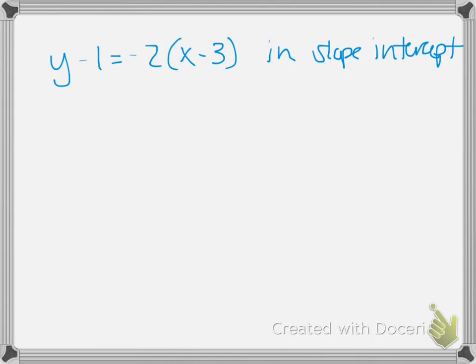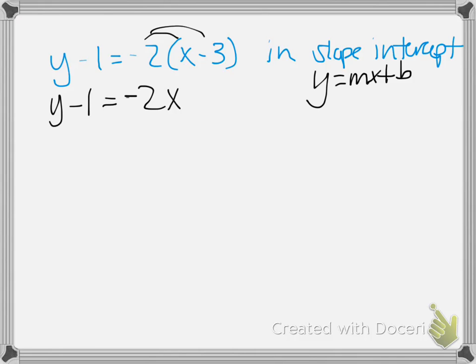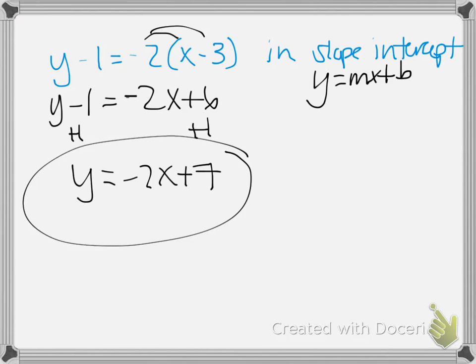So I want it in slope-intercept form. Slope-intercept form is y equals mx plus b. So that means I need to get y by itself, so I'm going to distribute that -2 to get -2x plus 6. I have to add 1 to the 6, so I'm going to get y equals -2x plus 7. And that is my slope-intercept form. Y is completely by itself.